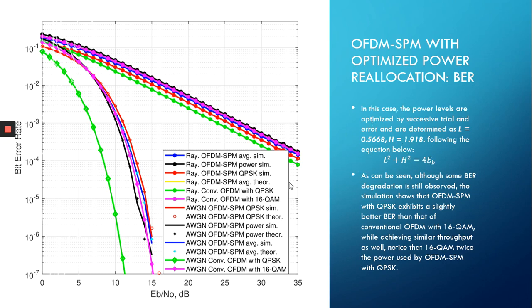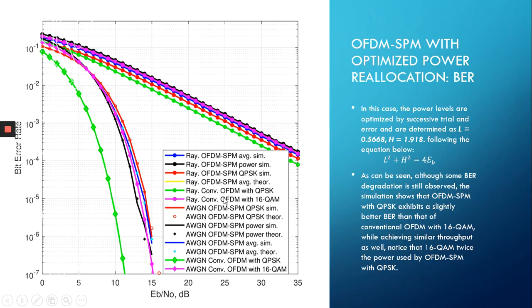So as you can see, although there is still some degradation in BER when comparing the blue curve with the circles in it, which is the average performance of OFDM-SPM, it still lags conventional OFDM slightly in terms of BER actually. And this can be said for both a Rayleigh fading channel and an AWGN channel, as you'll see over here.